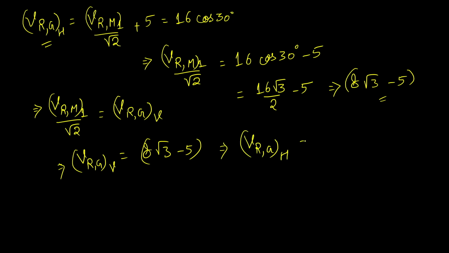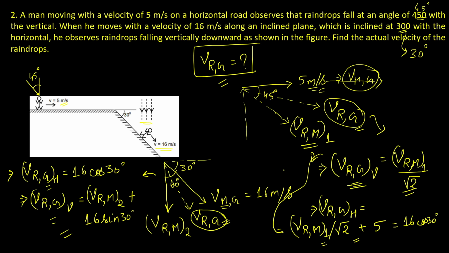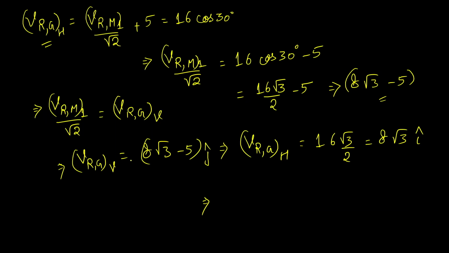Horizontal component of velocity of rain with respect to ground is what? 16 root 3 by 2, that is 8 root 3. So horizontal component is basically i cap and vertical component is basically j cap. But this vertical component of velocity of rain with respect to ground is in the negative y direction. If I am taking this as x, this as y, then this will be negative of y. So that's why I am writing it as minus of j cap.